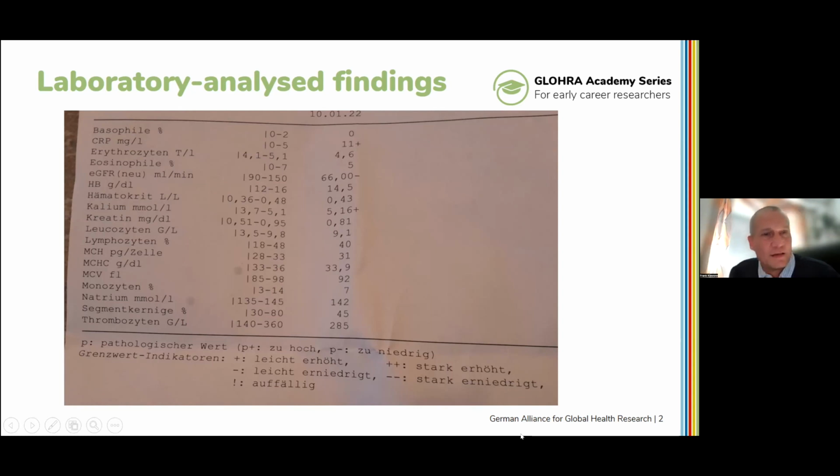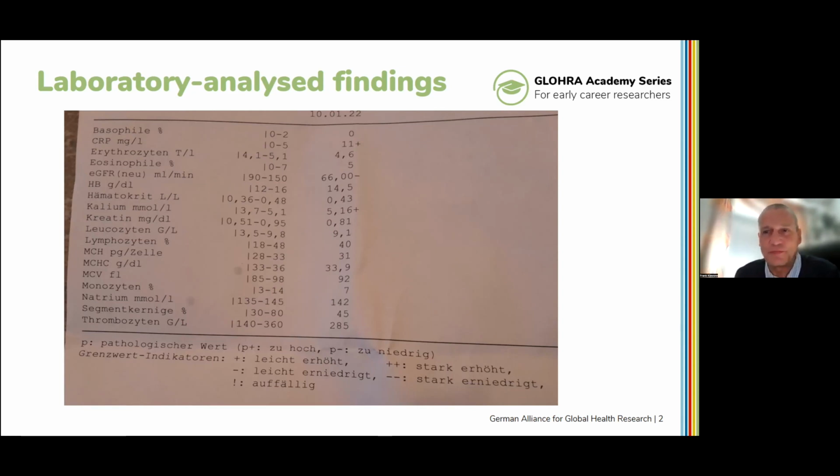6,1 HB, hemoglobin. This is very well known. It's important for the oxygen transport in the blood. And you see on the very right the corresponding measured value. And then in the middle, you always see something like a range. So here for hemoglobin, it's 12 to 16. This is what is called the reference interval.